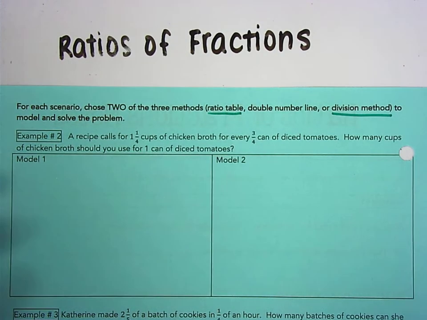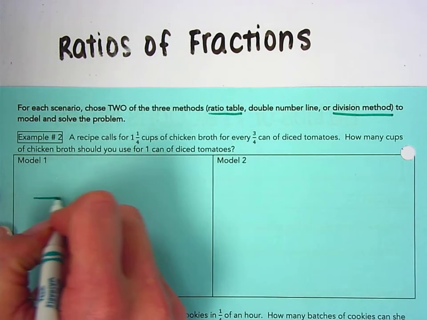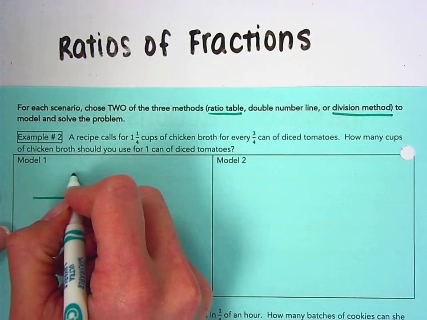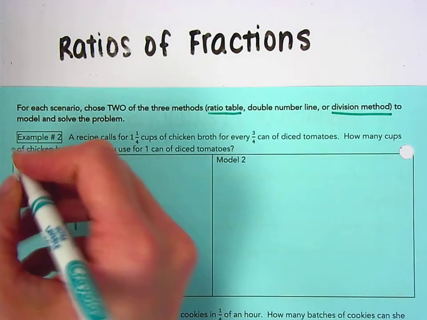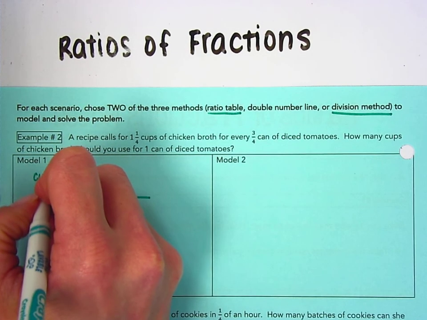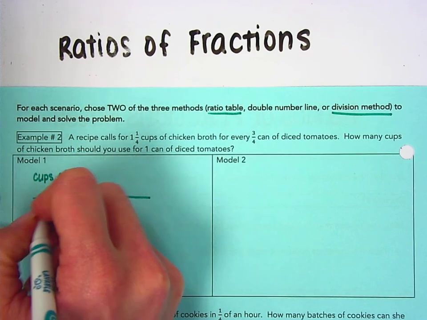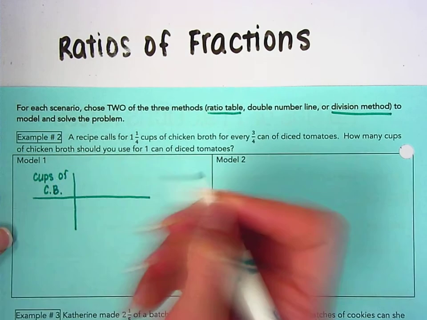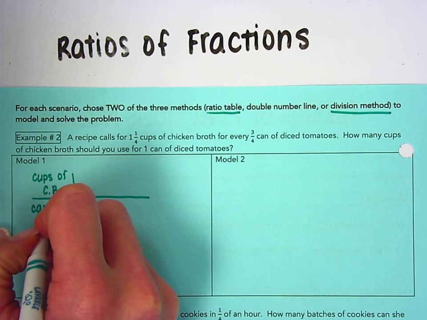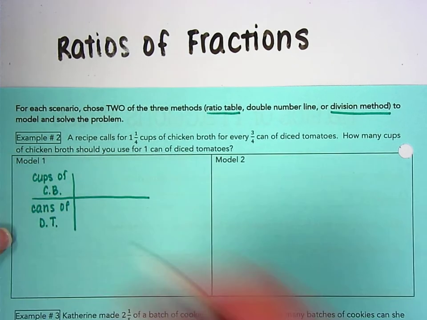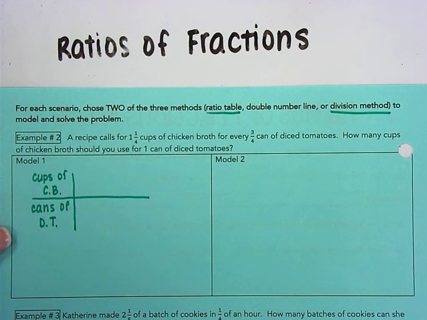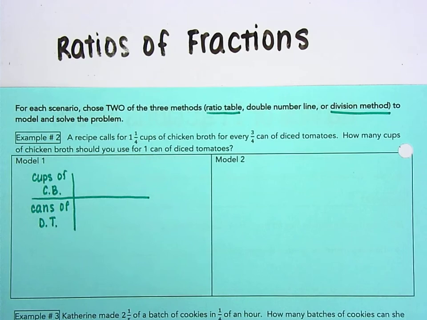So we're going to start with our ratio table method, and we're going to draw our actual ratio table. Anytime we draw a ratio table, the first thing that we want to add is our labels. So we're going to add cups of chicken broth, we're going to call it CB, and then cans of diced tomatoes, or DT. It doesn't matter where you add those labels. What does matter is that the appropriate information goes in the appropriate spots.